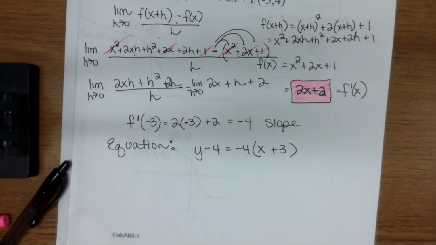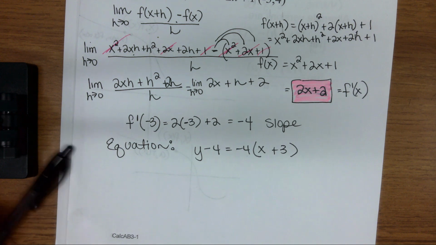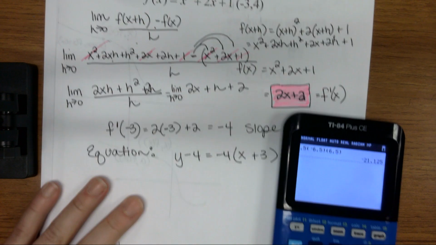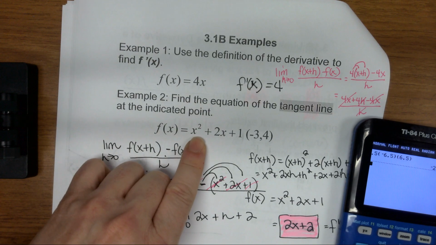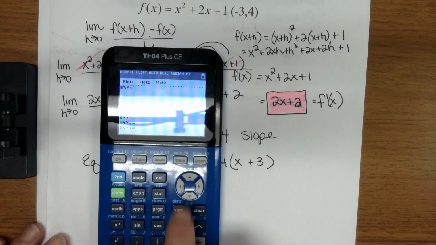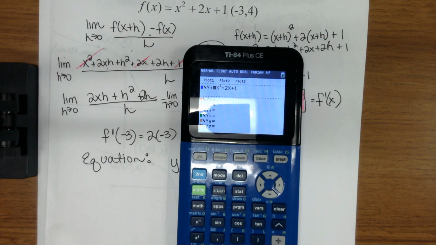Okay, get your calculator out. Oh, so that's what you got the 4. The 4 was a different problem. The 4 was the other problem. What I would like you to do right now, will you graph on your y1 x squared plus 2x plus 1? You're gonna see your crappy calculator.